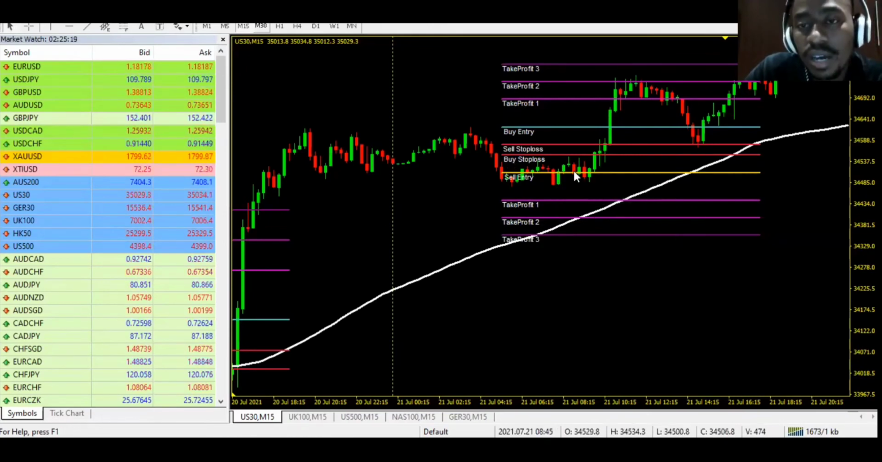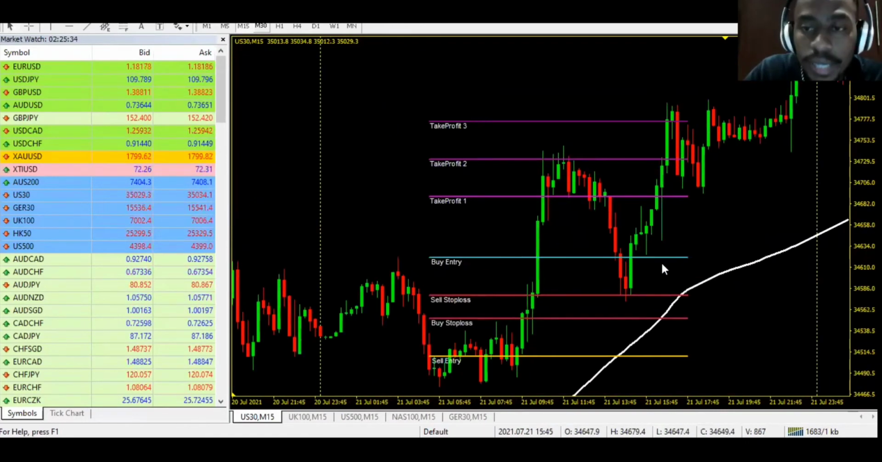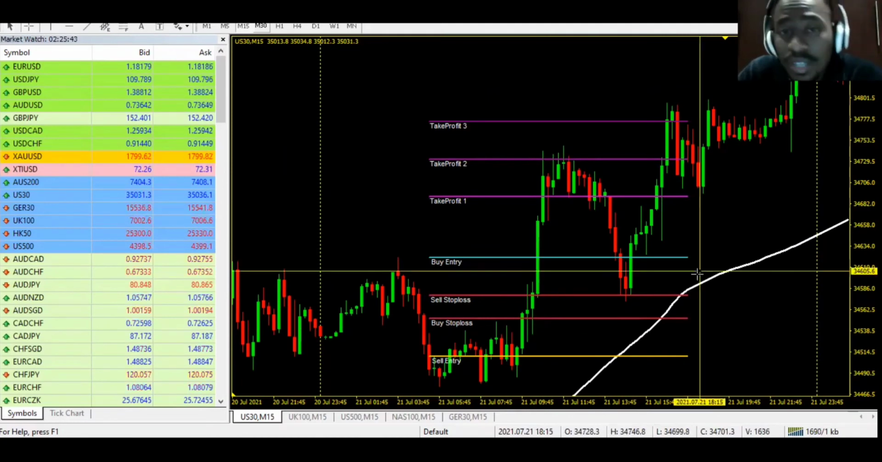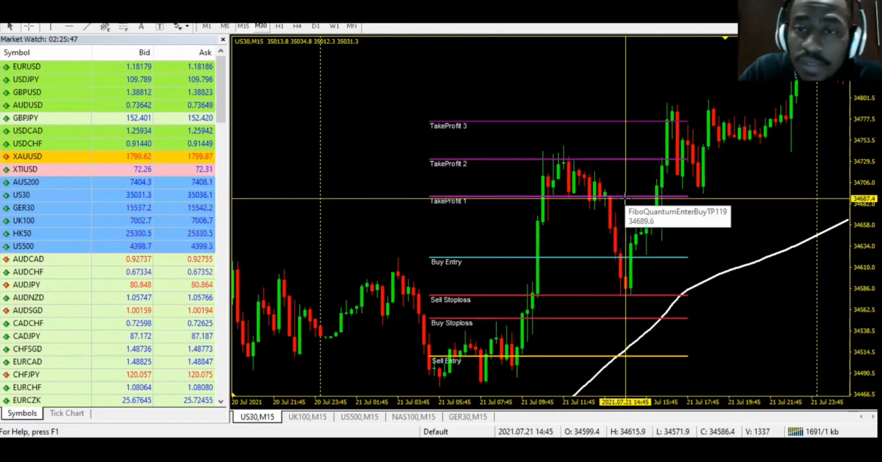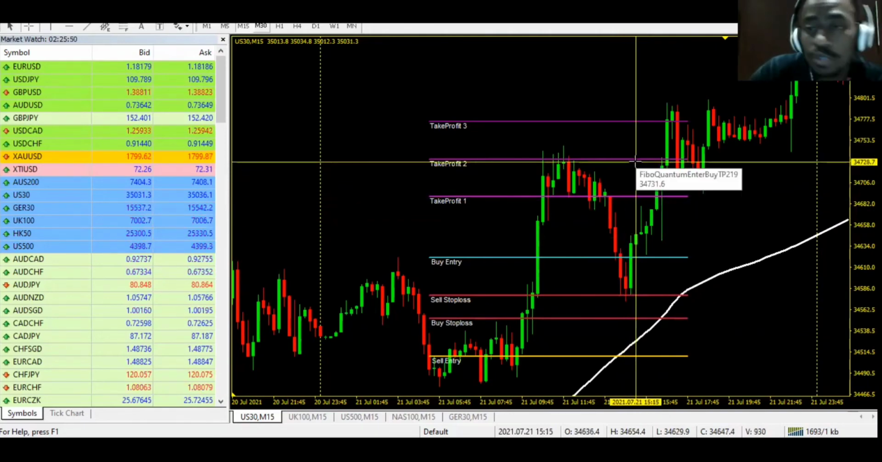A few hours later, the price rose and hit the buy entry, and then the price went into profit, hit take profit 1, hit take profit 2, and then came back down. Later in the day, it triggered the buy again. That was another opportunity to open up a second trade on that day. When you open up that trade, you do the same thing. It's above the 100-period moving average. You put your stop loss where it says buy stop loss, and you put your take profit where it says take profit 1, 2, or 3.